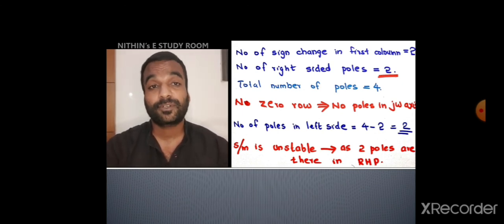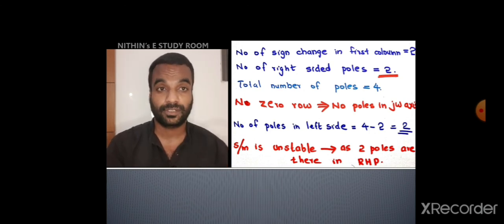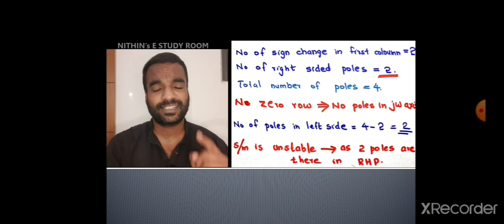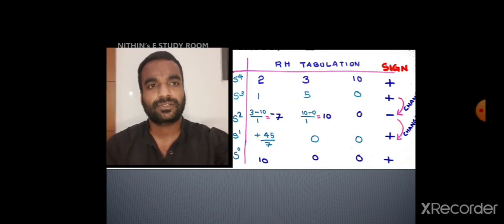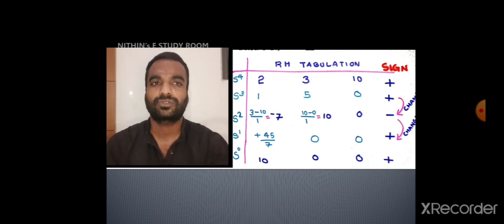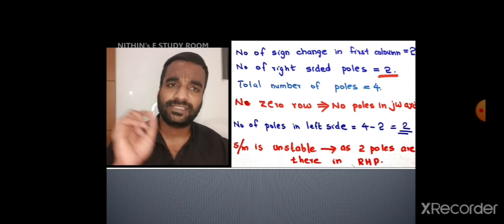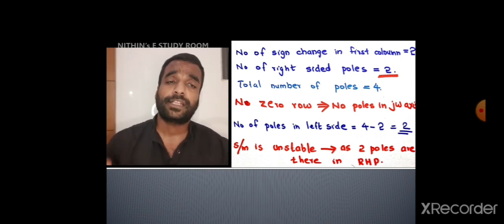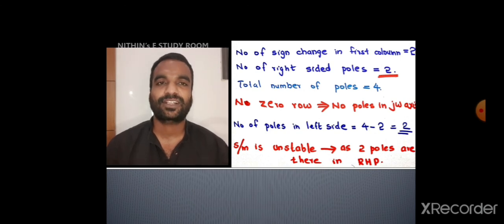What is the total number of poles? The order is 4, s raised to 4, so the total number of poles will be 4. Is there any 0th row? Please check. No. All the rows are non-zero rows. So the number of 0th rows is equal to 0, so the number of poles on the j omega axis is also 0. So the total number of poles is 4.